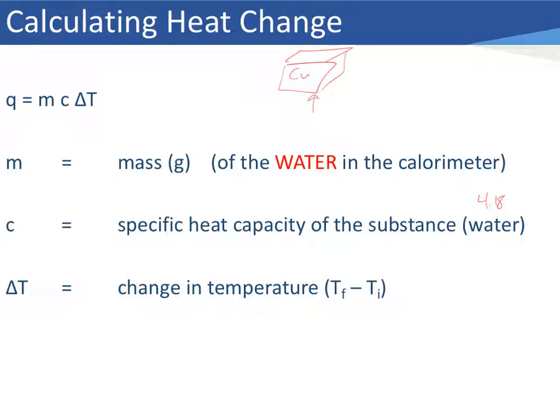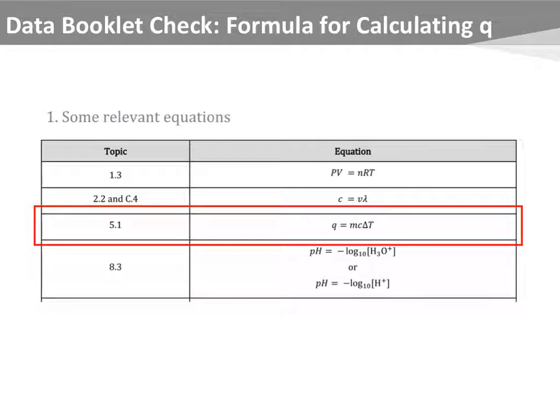Typically for us, it's going to be used for calculating in a calorimeter where the mass of the water and the specific heat capacity of the water matter. Delta T is the change in temperature, which is the final temperature minus the initial temperature. And this formula is given in your data booklet.